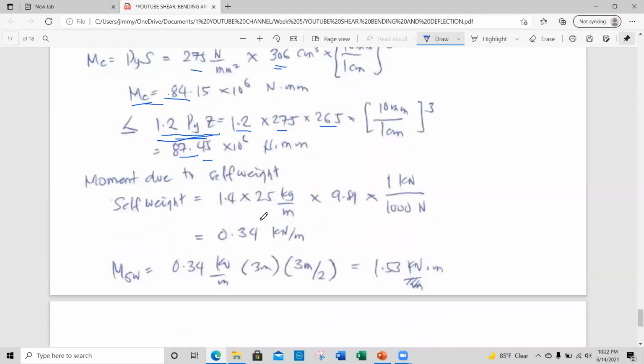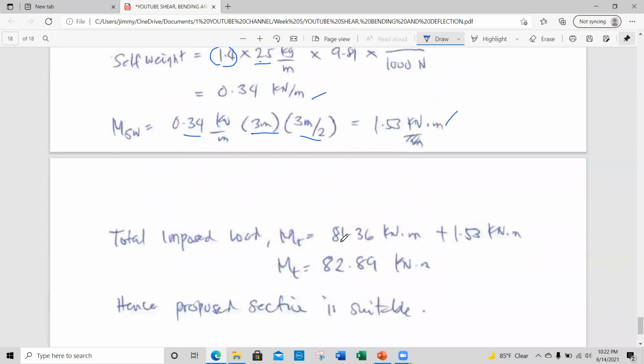Now let us compute what will be the actual moment. Self weight: you have our selection of structural steel. Let's say you add some 40% as an example, and then convert it into Newton meter, multiplied by 9.81. So for the moment of self weight, you have this 1.34 multiplied by the span 3 and then the lever arm, then you get 1.53 kilonewton meter.